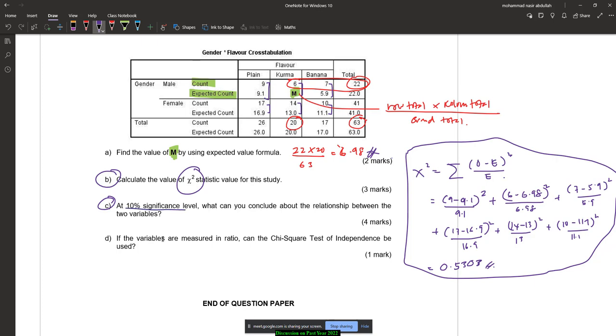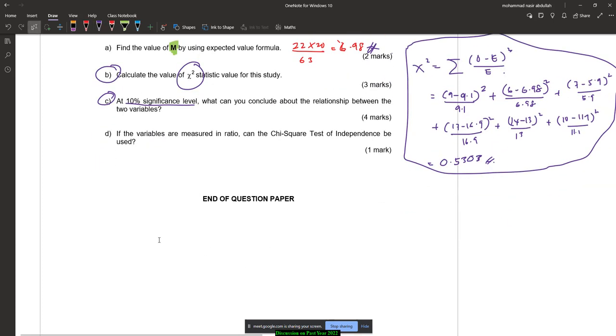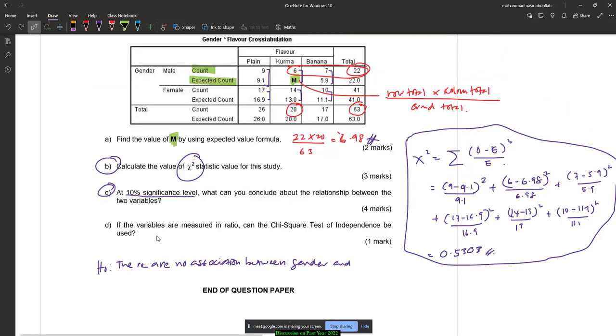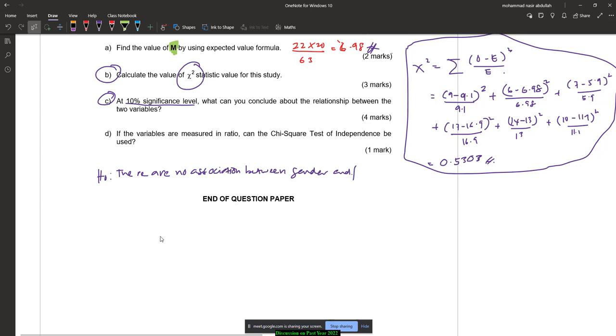So at the 10% significance level, what can you conclude about the relationship between the two variables? So the null hypothesis: there is no association between gender and flavor. The alternative hypothesis: there is an association between gender and flavor. So alpha is 0.10.